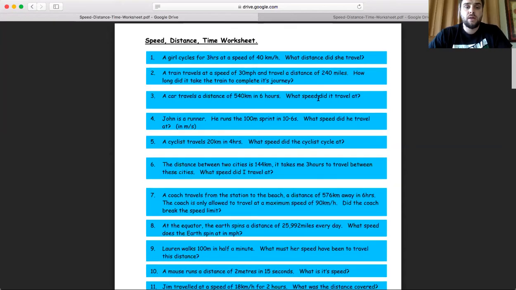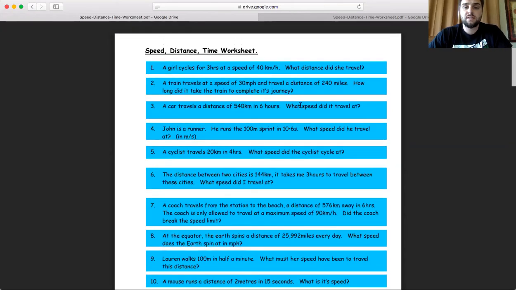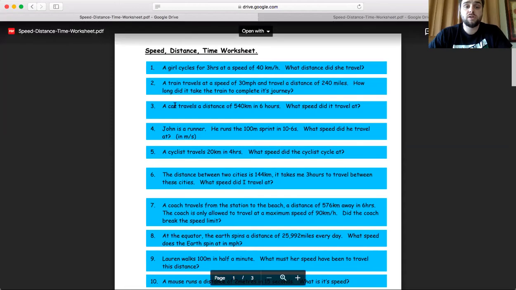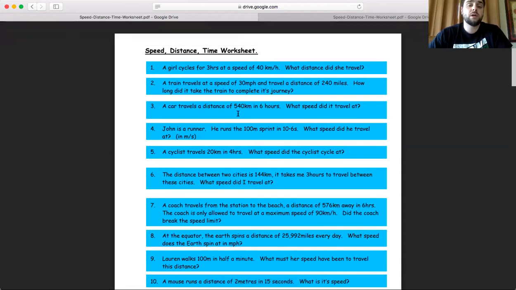Okay. And then for number 3, the last one's going to ask us about speed. So it says a car travels a distance of 540 kilometers in 6 hours. What speed did we travel at? Okay. So speed is distance divided by time. We have 540 kilometers, which is our distance, and 6 hours, which is our time. So we're going to do 540 divided by 6 to get 90. Okay. It should be 90 kilometers per hour that they're traveling.